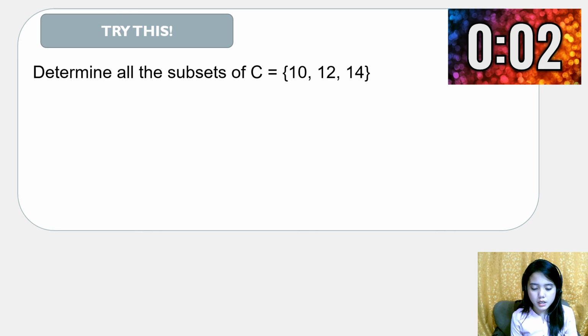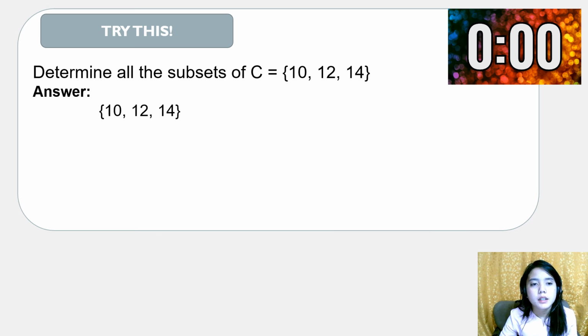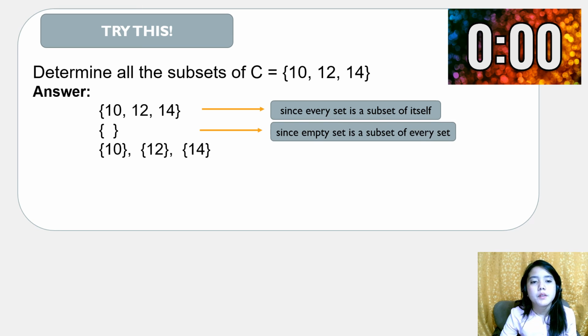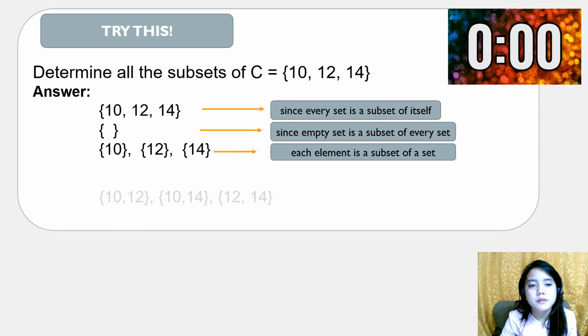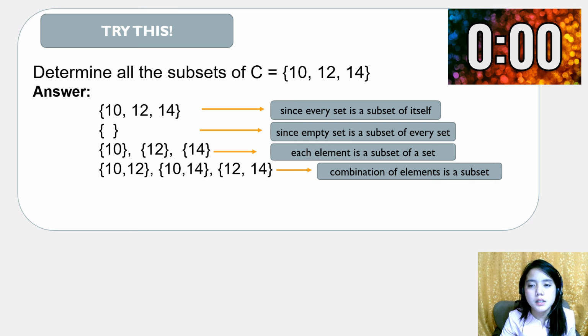Four, three, two. Okay, time is up. Okay, let's see if your answers are correct. Okay, we have {10, 12, 14}. This is a subset of C since every set is a subset of itself. We also have the empty set. We have {10}, {12}, {14}. Okay, each element is a subset of a set. And we have {10, 12}, {10, 14}, and {12, 14}. Okay, combination of elements is a subset.